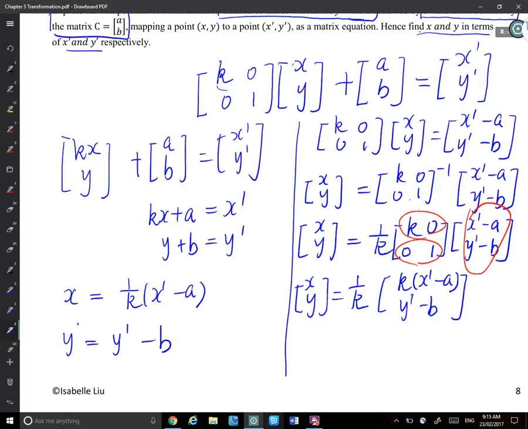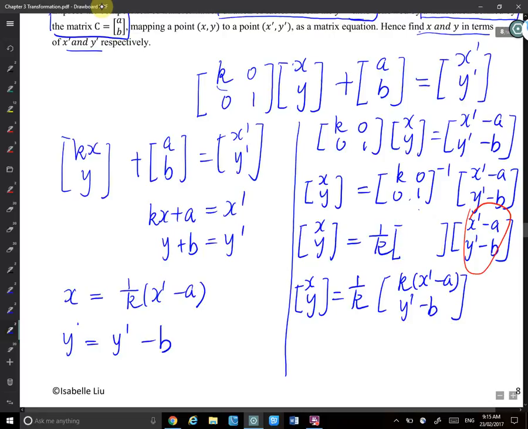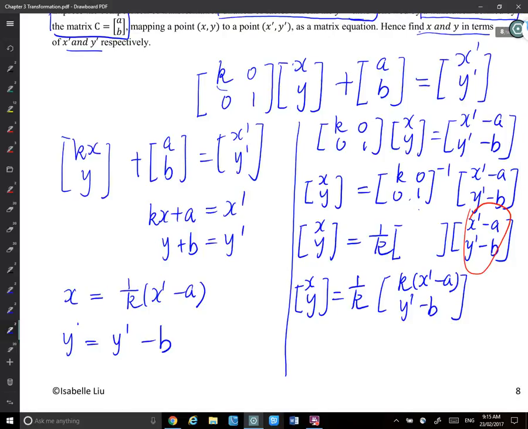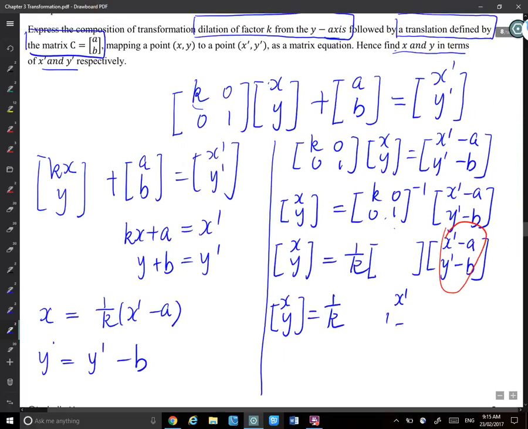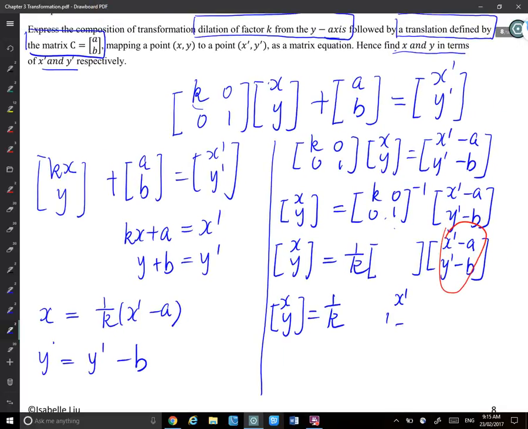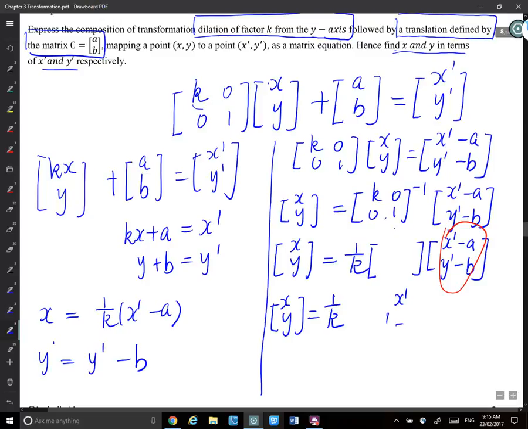Wait, have I swapped? I haven't done the inverse. Wait, I have subtracted that and I will inverse that. So AD, that's the main diagonal. So 1 over k and 0 and 0. So multiply that together. Okay, that's the correct version.